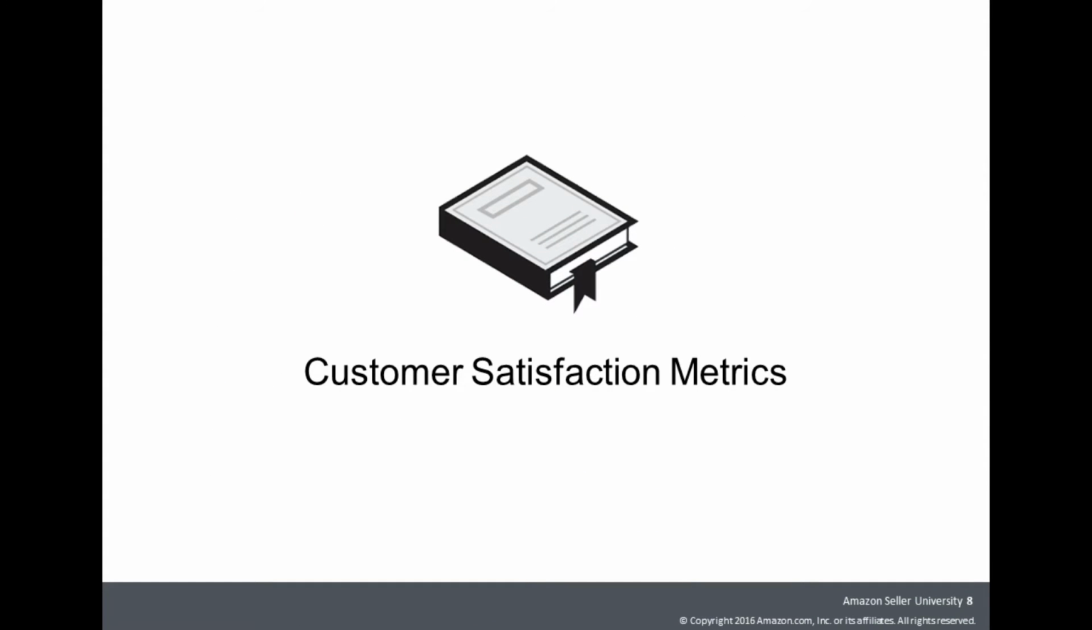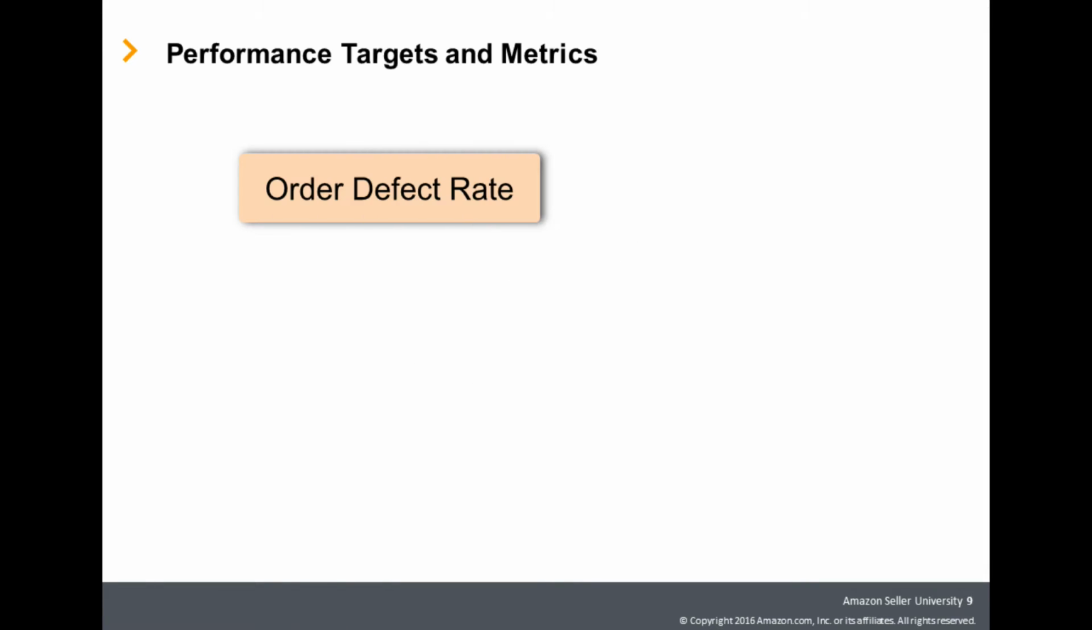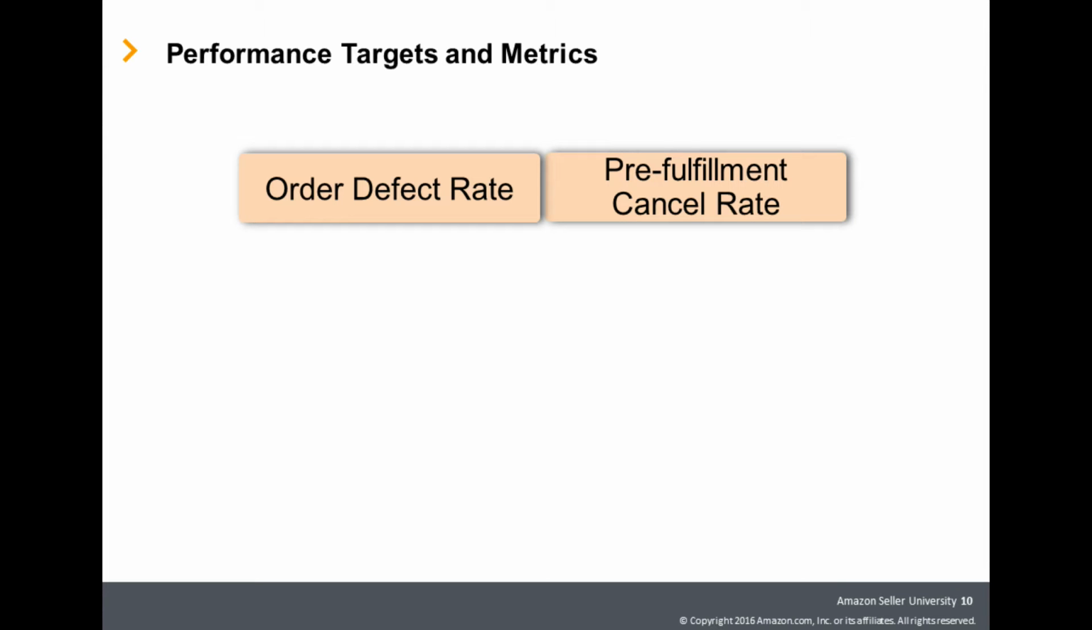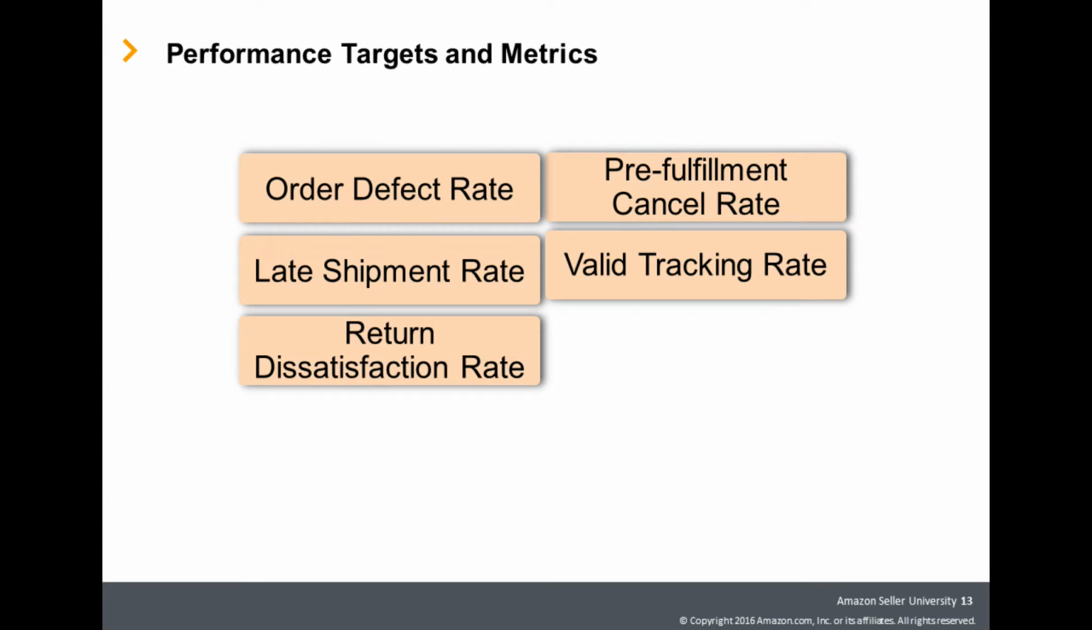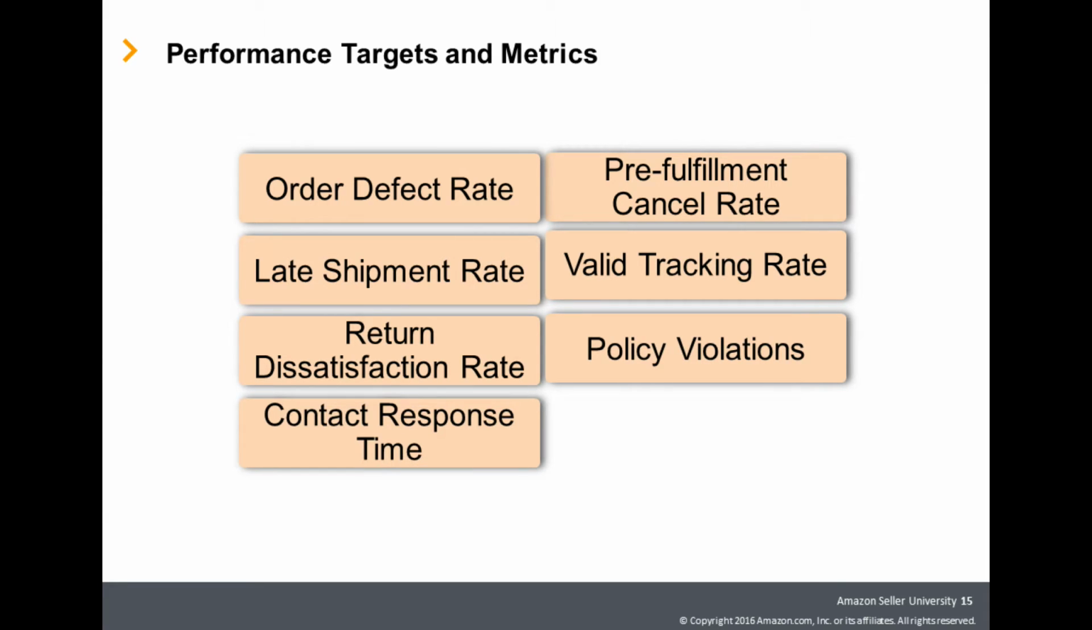Account health is determined by a series of performance targets, or what we call the customer satisfaction metrics. The customer satisfaction metrics consist of order defect rate, pre-fulfillment cancel rate, late shipment rate, valid tracking rate, return dissatisfaction rate, policy violations, and contact response time. Of these 7, order defect rate, pre-fulfillment cancel rate, late shipment rate, and valid tracking rate have baseline performance targets set by Amazon. Failure to meet the targets does not necessarily put your account in negative standing, but failure to improve may negatively affect your account.